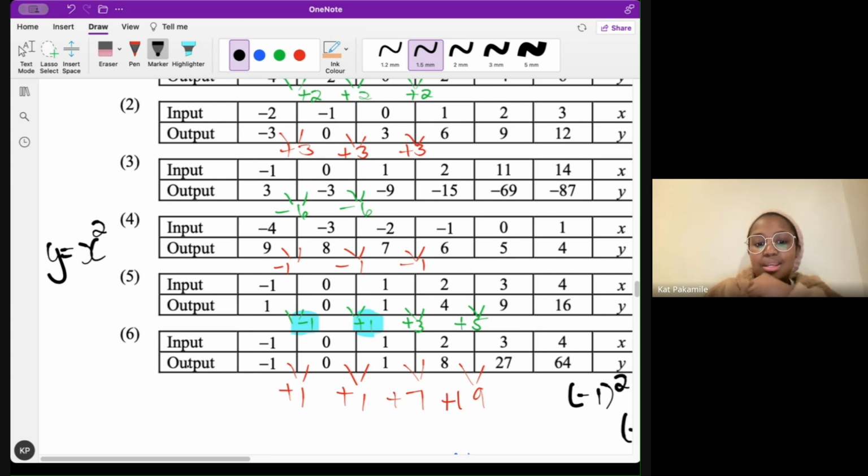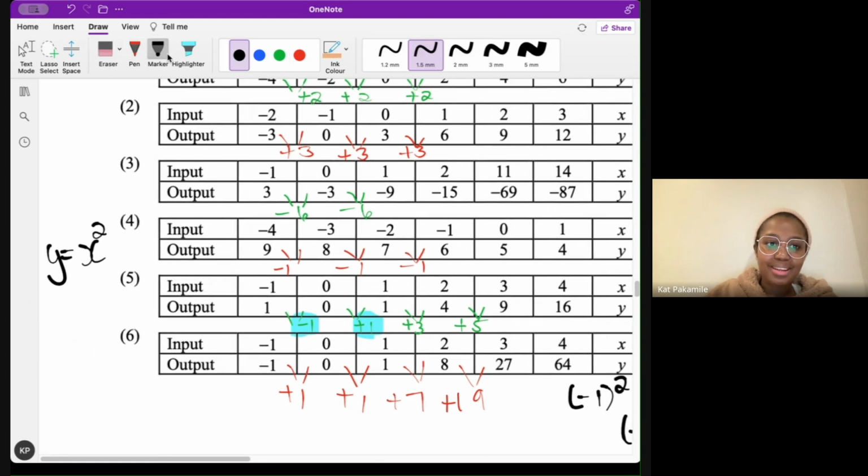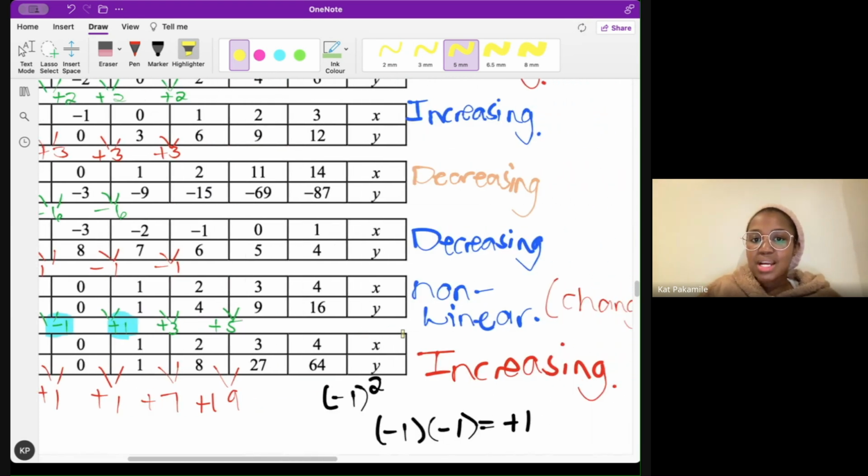What about 6? After we did that one, 6 should look a little familiar as well. Y is equal to, there we go. And this, y is equal to x cubed. Because if you cube a negative number, you're still going to get a negative number. It doesn't make a difference. Okay. Whew. I think our brains worked enough, guys. This was great.